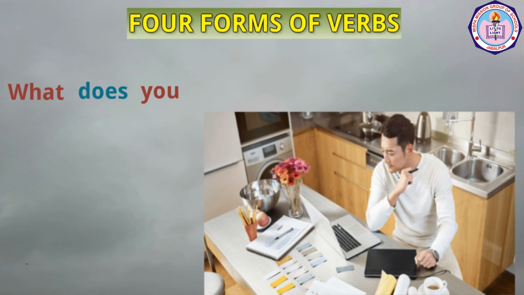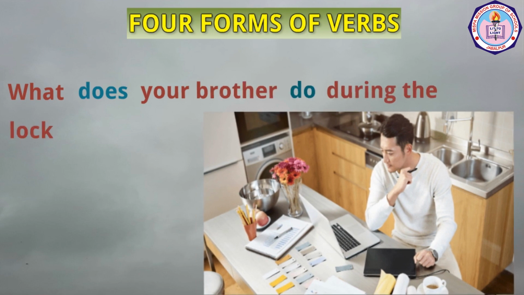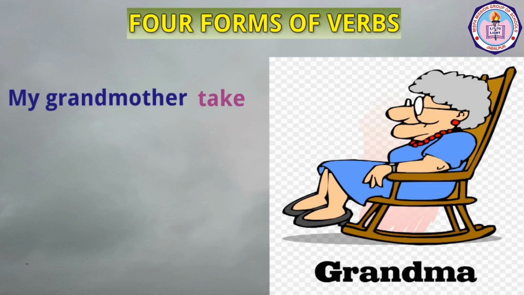What does your brother do during the lockdown period? Here, does is the helping verb of the main verb do. It is the present form of the verb. My grandmother takes no medicine for BP. Here, there is not any auxiliary verb. Takes is the main verb. It is the present form of the verb.